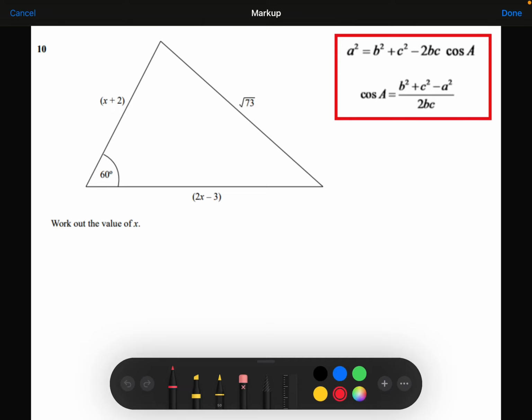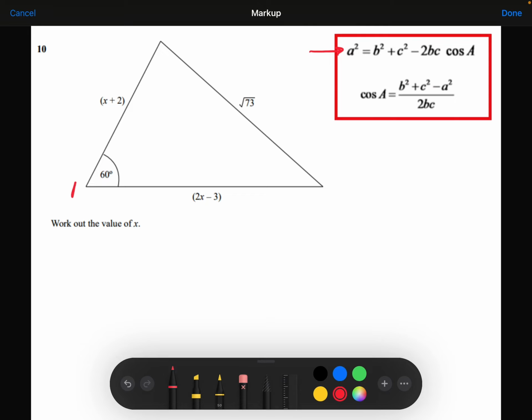We want to work out the value of x. Notice that x is appearing here and here on the sides of this triangle. Notice that I've got an angle here and I know that this side over here is root 73. This question is all about the sides of this triangle, so we're going to use the side version of the cosine rule.